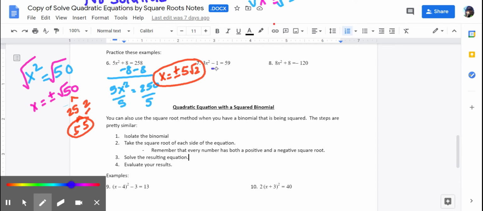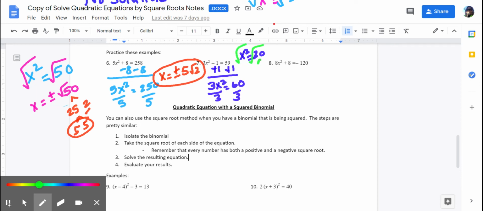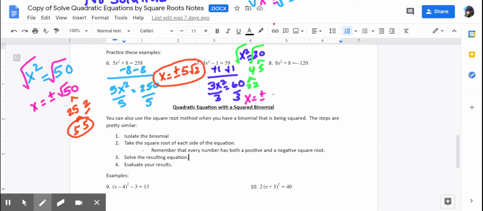We're working on number 7. I'm going to add 1 to each side. So I have 3x squared equals 60. And divide each side by 3. When I do that, I'll have x squared equals 20. Again, square root each side, but I do need to factor 20. So that's going to give me 4 and 5. Factors of 4 are 2 and 2. So as I get ready to write my final answer, that x equals the positive and negative version of 2 on the square root of 5. And this is why being able to simplify radicals is so important.